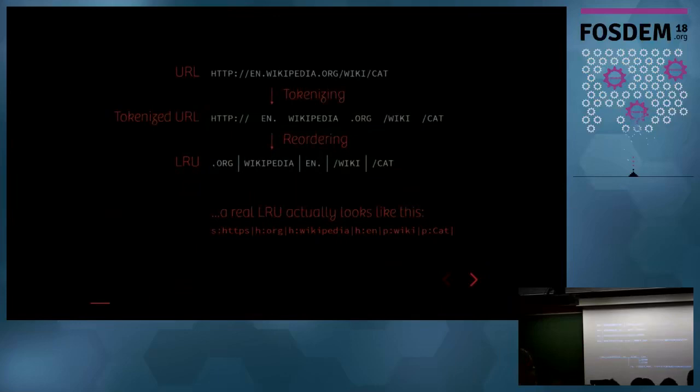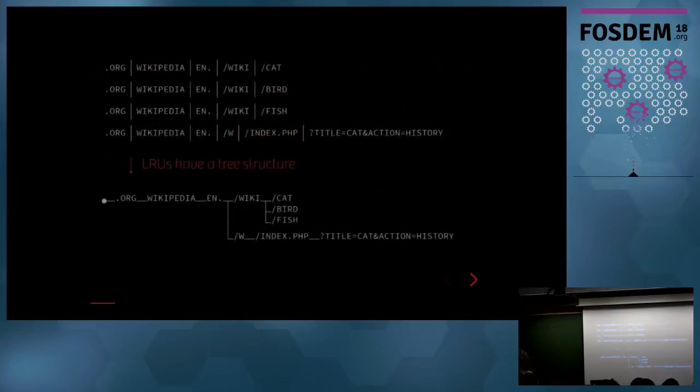So if you do that, LRUs have a tree structure. Here we have different pages in Wikipedia, 3 articles, and this one is, if you click on history in Wikipedia, you have the history page about cat. So it doesn't have the same structure, but at least the first part mutualizes between the different URLs, and then you have the /wiki/article.